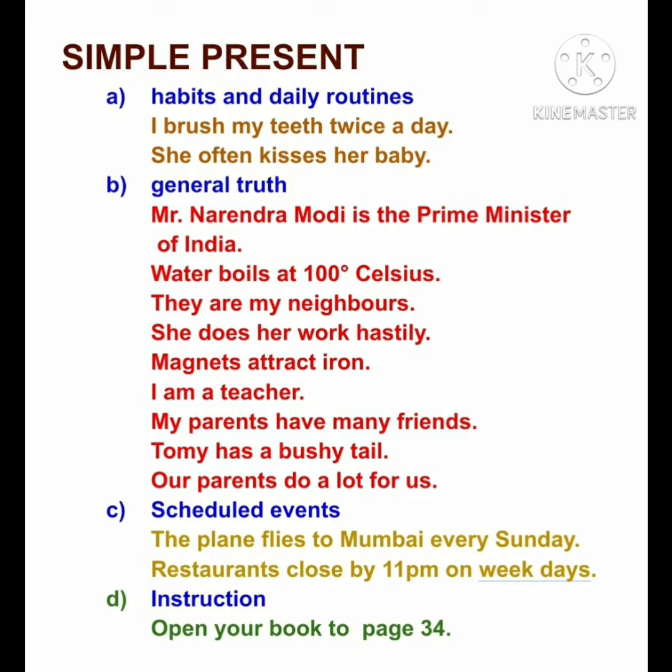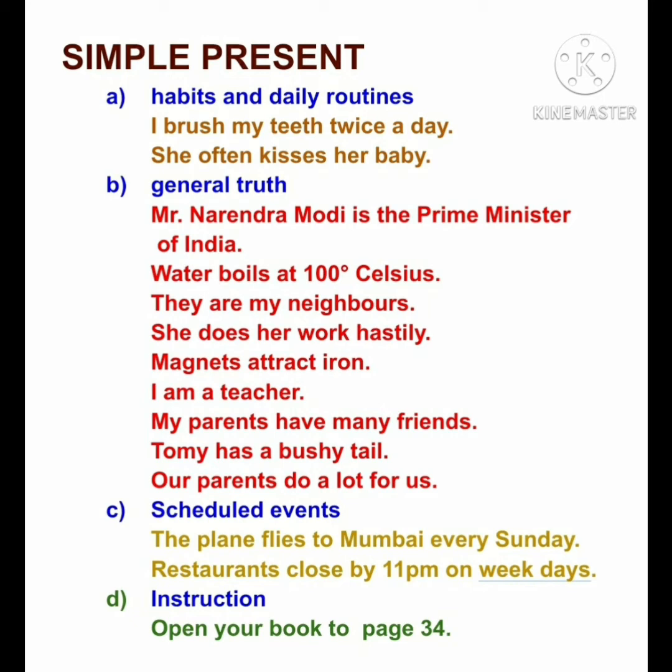My parents have many friends. Tommy has a bushy tail. Our parents do a lot for us. Scheduled events can also be expressed in simple present tense. For example, this plane flies to Mumbai every Sunday. Restaurants close by 11 p.m. on weekdays.